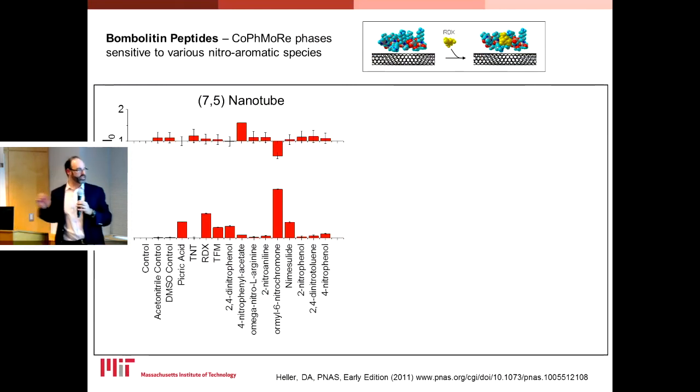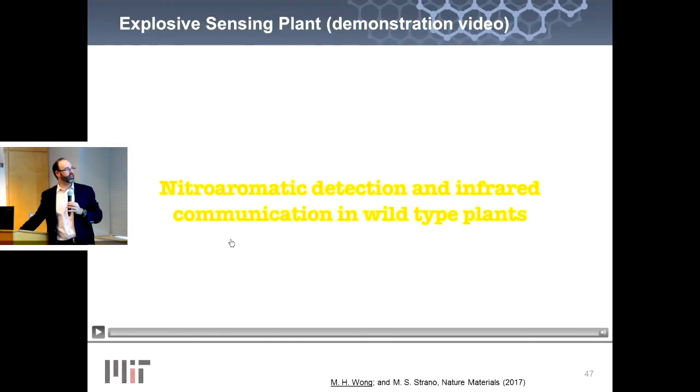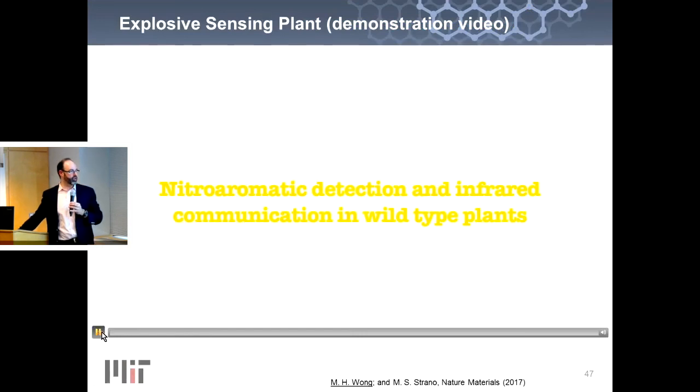What we did here is we put a pair of sensors in. This is from previous work. This is a nitroaromatic sensing CoPhMoRe phase. This is a 7.5 tube. It's not completely selective, but in a panel of nitroaromatics, you'll see a response to picric acid, but also a lot of other nitroaromatics. Di- and trinitroaromatics are recognized pretty selectively from this Corona phase. This is a 7.5 tube, and this is a 13.3 tube. You see here, there's a different panel of nitroaromatics that are detected on the 13.3 tube. We published this in PNAS much earlier, in 2011.